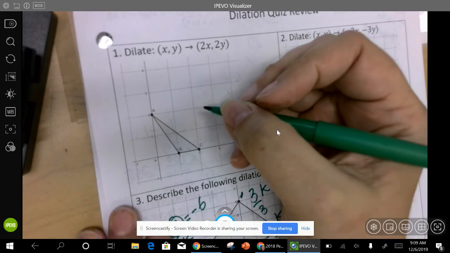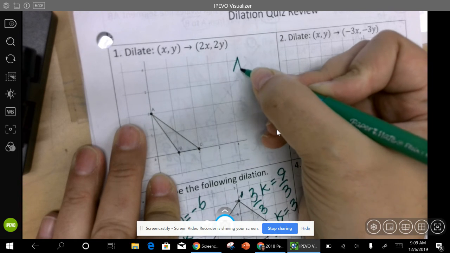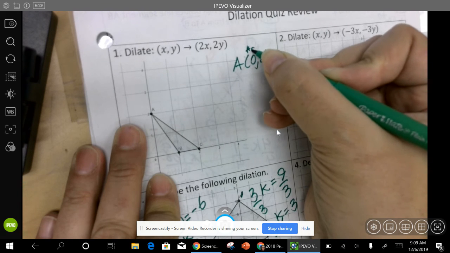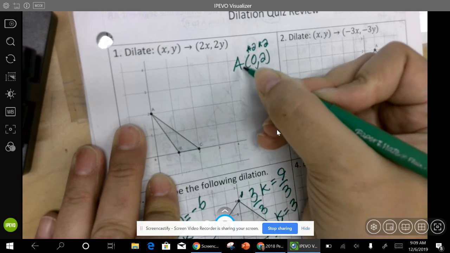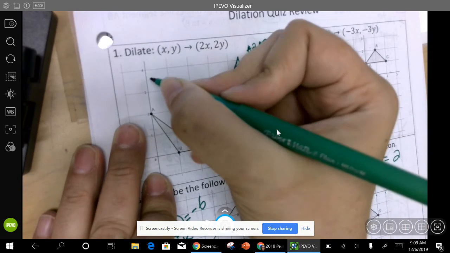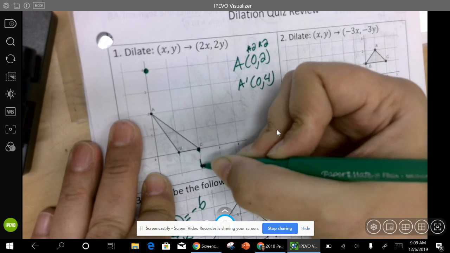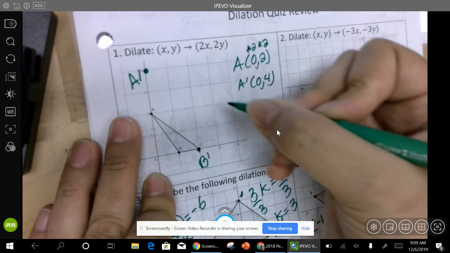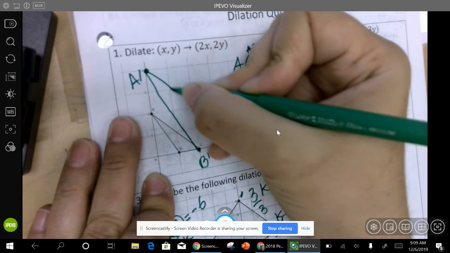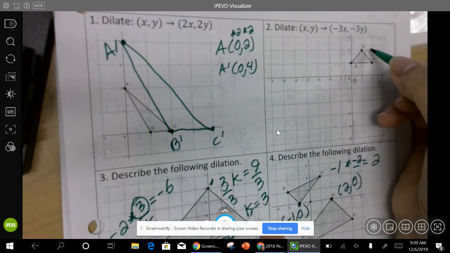Okay, so this one they want us to dilate it, so we're just going to dilate it up. If you like doing the points, A is at 0, 2, so you're going to multiply the x and y coordinates by 2, so it's going to be 0, 4. Everybody, if you like doing the points, you can definitely do it that way. And we got our new triangle. Oh, sorry. Okay, this one dilates by -3.